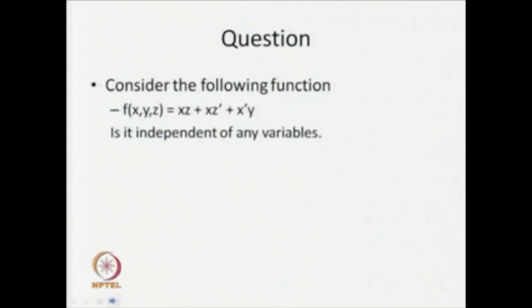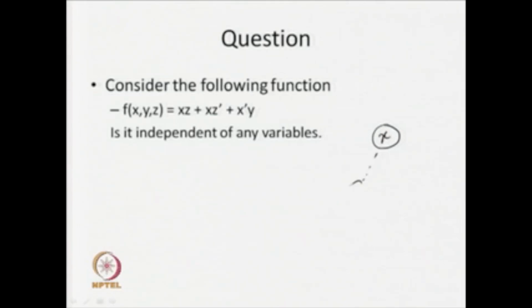So, another question: consider this particular Boolean function, x z plus x z dash plus x dash y. Is it independent of any variable? This is a function of x, y, z and it involves all three. Now, we have to see whether it is independent of any variable or not. I think we can simply construct this particular BDD. So, this is your x, if I am having the ordering.